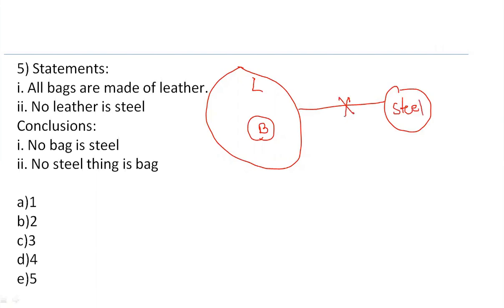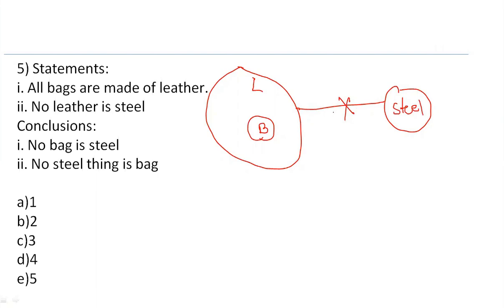Okay. Guys, this is the representation we have taken to represent whenever two parameters are not at all having any relation. No leather is steel means I just connected the leather circle and steel circle with a line and then gave a cross mark over there. No leather is a steel means there is no relation between leather and steel.